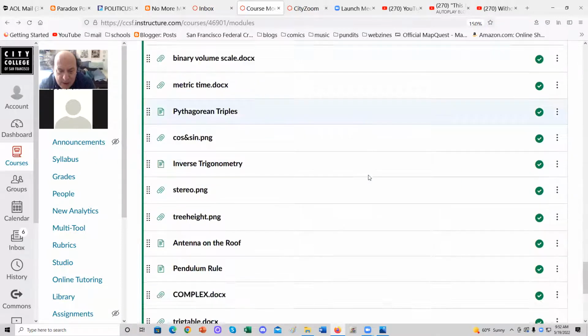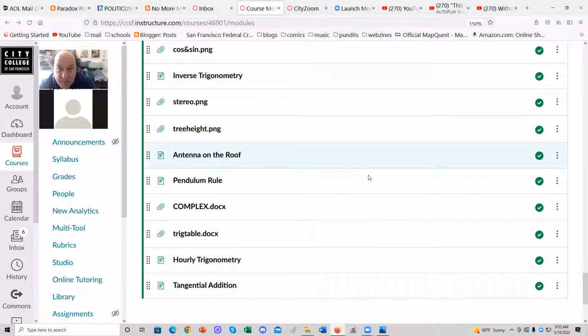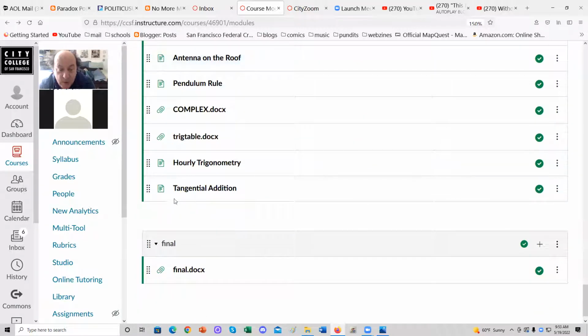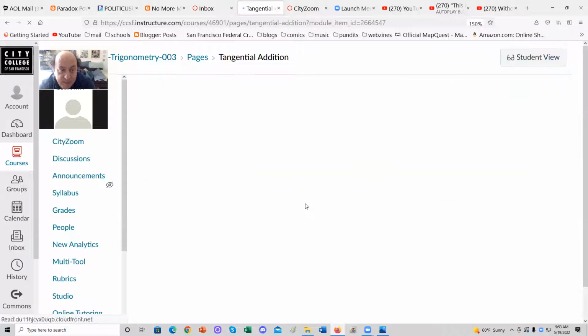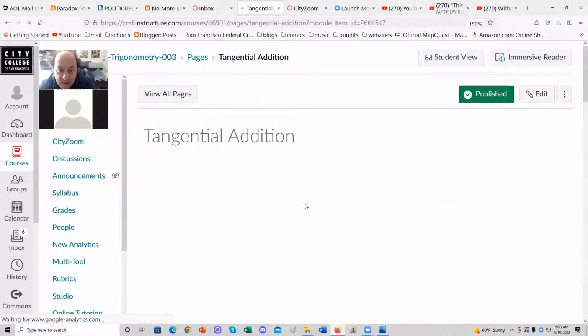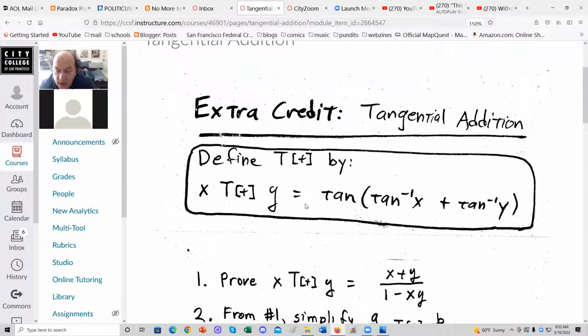Well, all right. There are a number of others. Perhaps I'll mention them on Tuesday and Thursday next week. Oh, here's one I really liked. Tangential addition. Now recall, we define t of plus. I call that tangential addition, as tangent of the sum of arctangents.